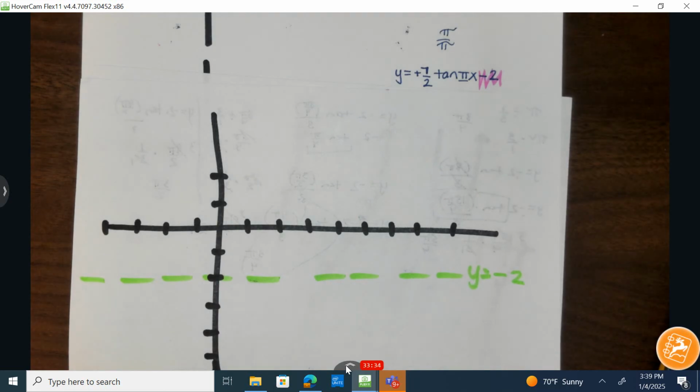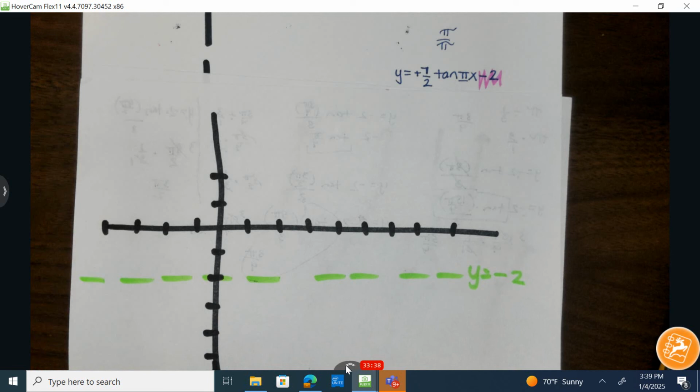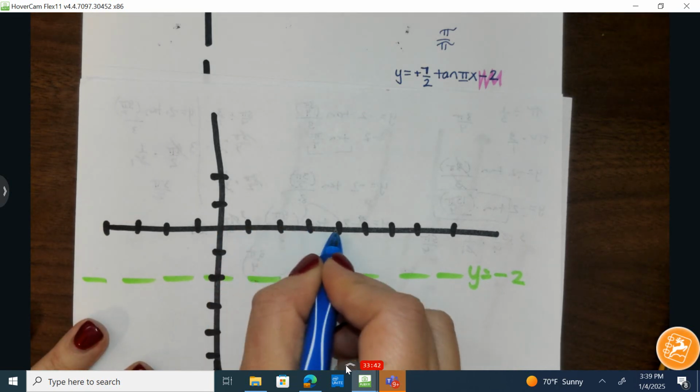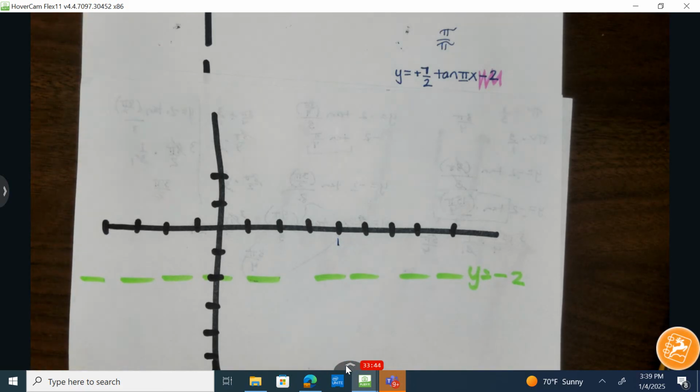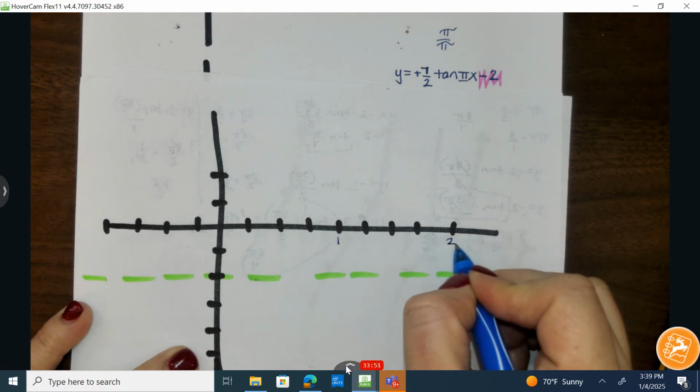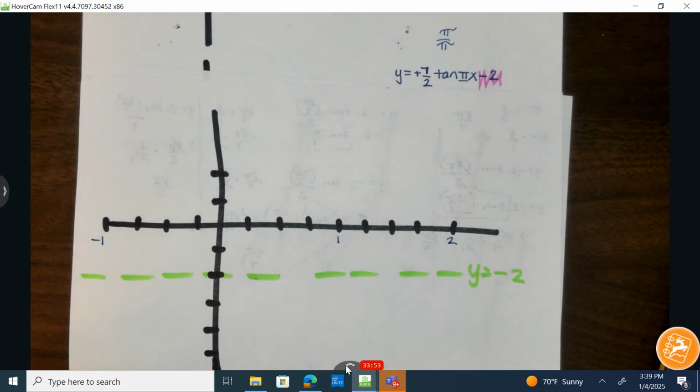Well, pi divided by pi, since the b value is pi, pi divided by pi is 1. That means after 4 steps or 4 units, 1, 2, 3, 4, I'm at 1. And I'm supposed to do 2 cycles to the right and 1 cycle to the left. So if 1 cycle is a length of 1, 2 cycles would be at 2 and at -1.